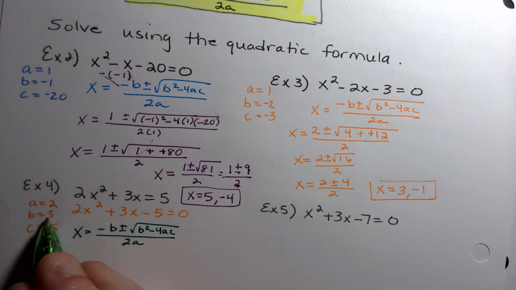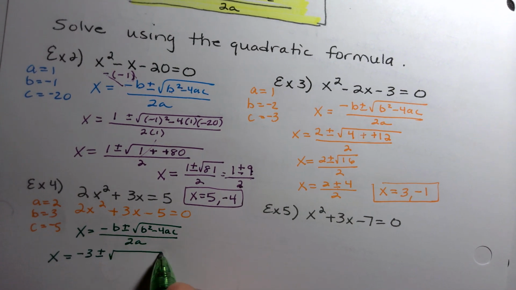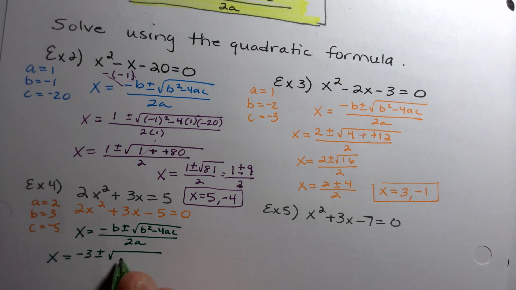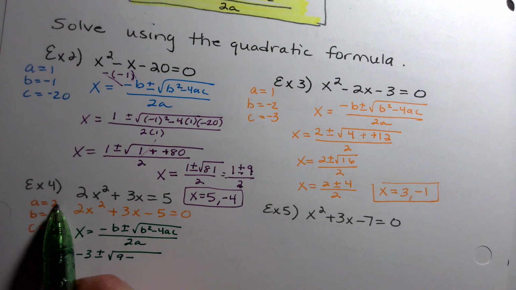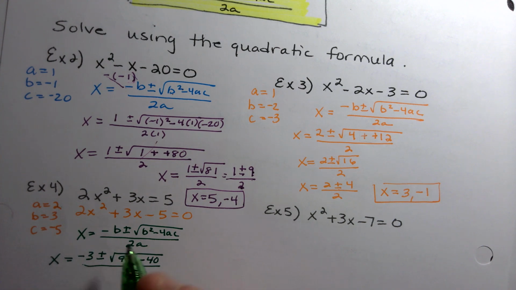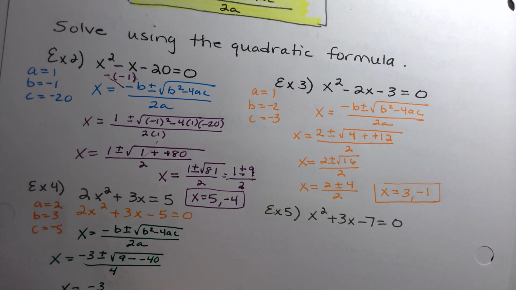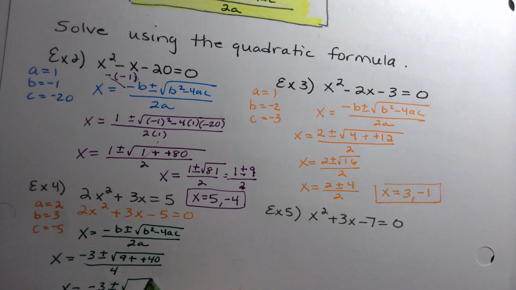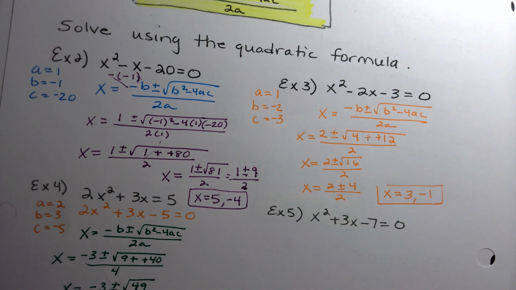Okay, so the opposite of b is 3. So the opposite of 3 is negative 3, plus or minus the square root of b squared, so 3 squared is 9, minus 4 times a, which is 8, times c, which is negative 5, which is a negative 40, all over 2 times a. 2 times 2 is 4. X equals negative 3 plus or minus the square root of 49, all over 4.